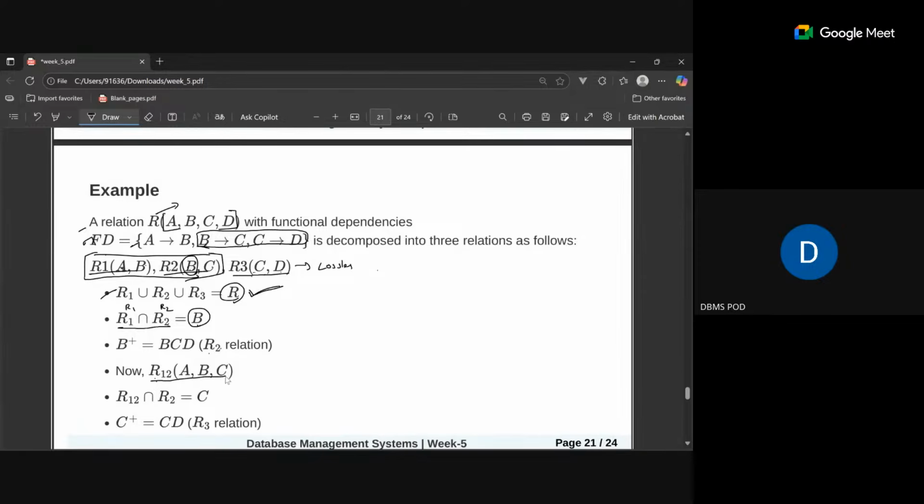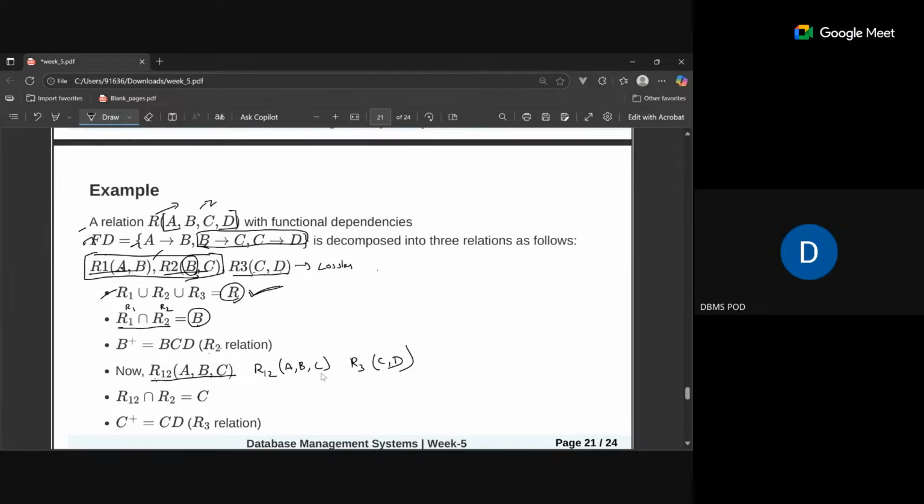Now let's consider this is lossless. So what I will do is I will join these two and I will write R12, and this has one decomposition and another one, R3, has another decomposition, C. Now again, if you try to union, this will give ABCD, my original relation. My first condition is satisfied again.